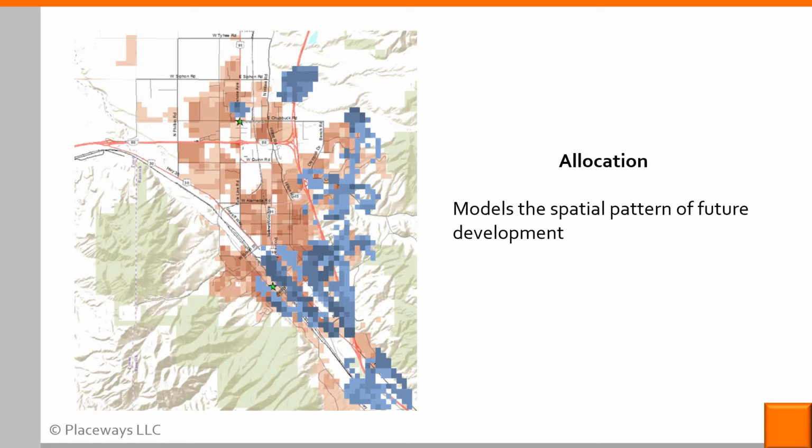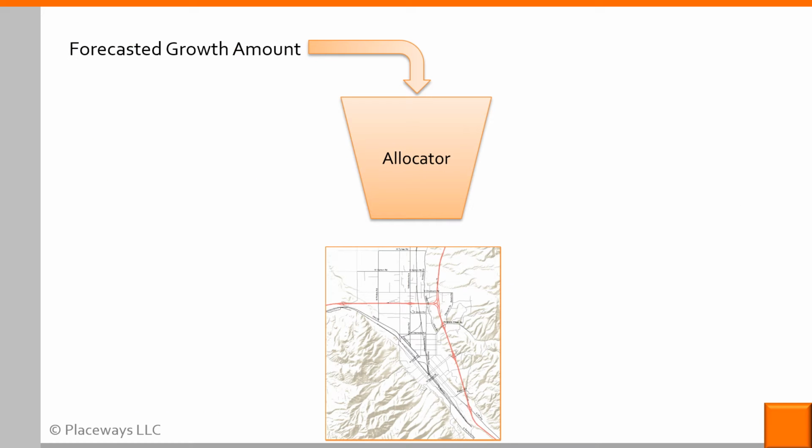The basic idea of allocation is that it models the spatial pattern of future development. Here's how it works. You start with a forecasted growth amount for your planning area and your planning horizon. So maybe 10,000 new dwelling units over the next 20 years. And you provide that as input to the allocation algorithm.